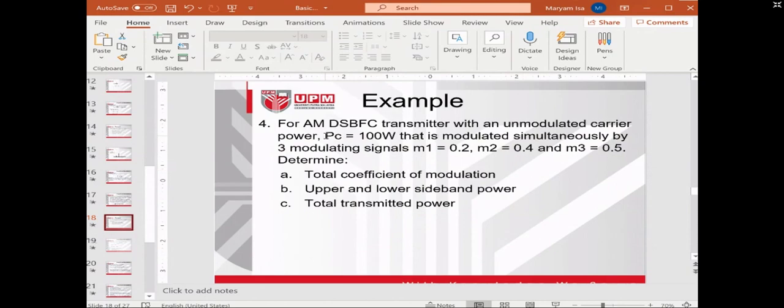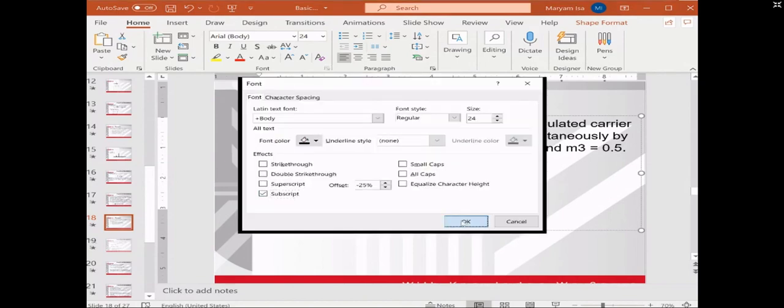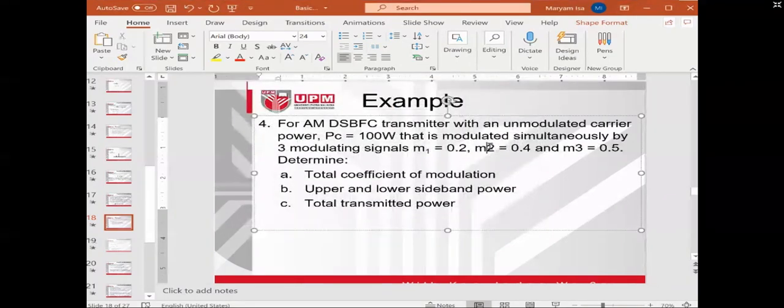All right, so given the carrier power PC is 100 watt, that is modulated simultaneously using three modulating signals. So you have M1 0.2, M2 0.4, and M3 0.5. So calculate the total coefficient of modulation. And then you find the upper and lower sideband power using the coefficient that you already got. Okay? You don't have to do it one by one, you just use the M that you calculated.